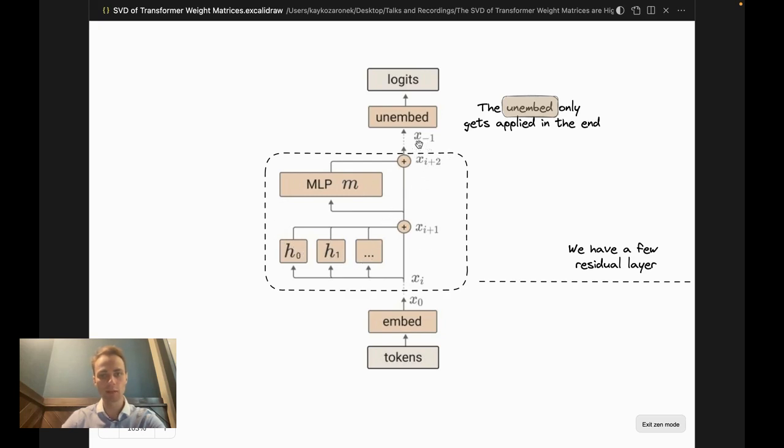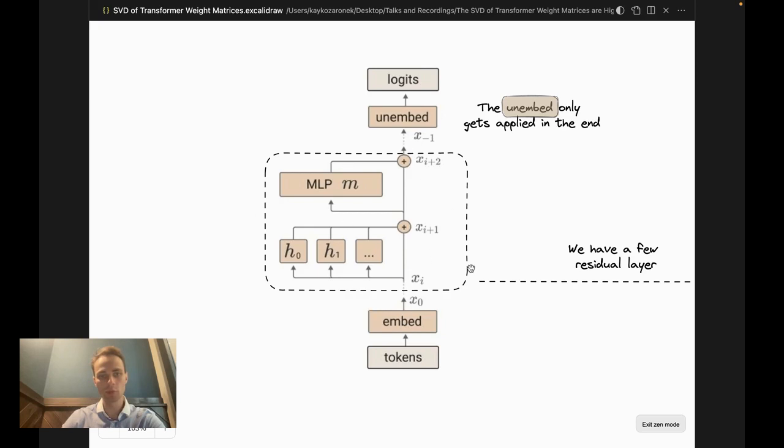And then at the very end, the final layer, we use this thing called the unembedding. What the unembedding does is it takes this residual stream, maps it back into what we call token space to get the logits. The logits are just real numbers. And then we look at the highest real number to see what the transformer predicts is the next token.